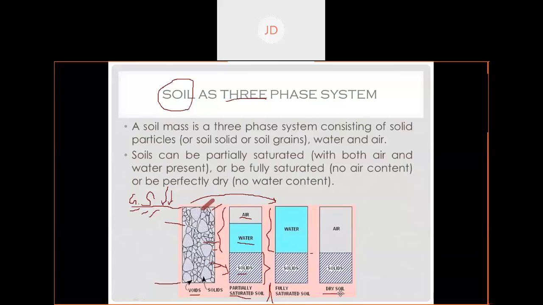If the soil mass contains no water in the voids, that soil is known as dry. So depending on the phase diagram of soil, we can get three types of soil. What are the names of the three types? First is partially saturated soil, then fully saturated soil, and then dry soil.